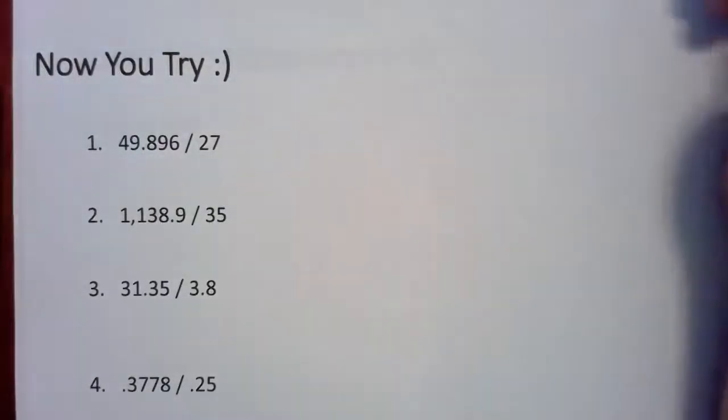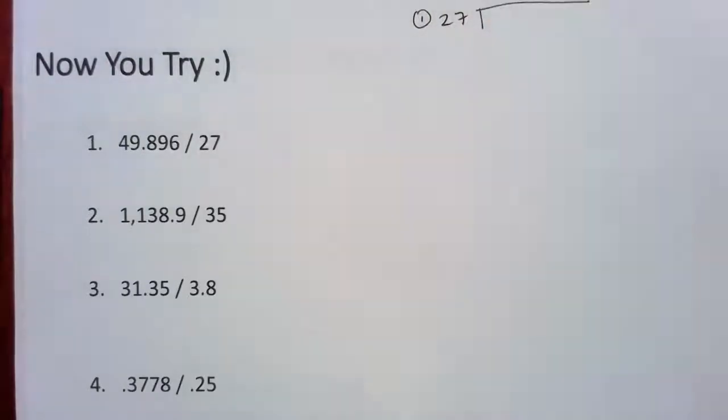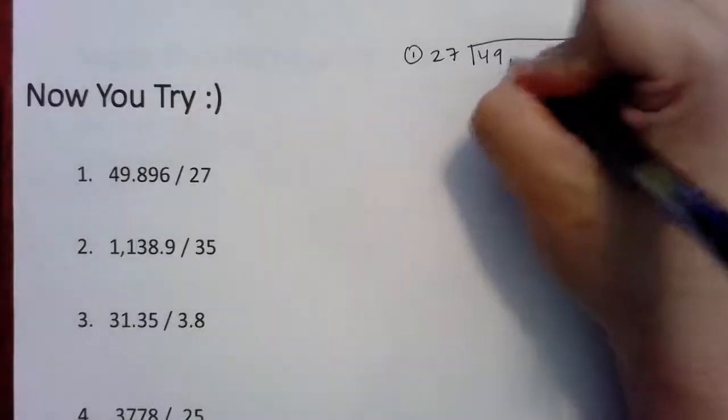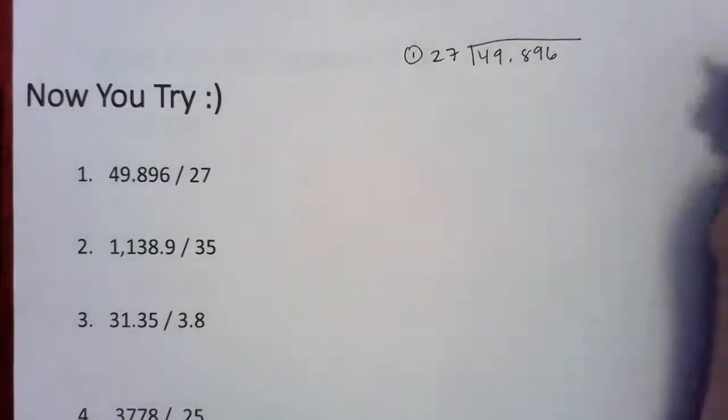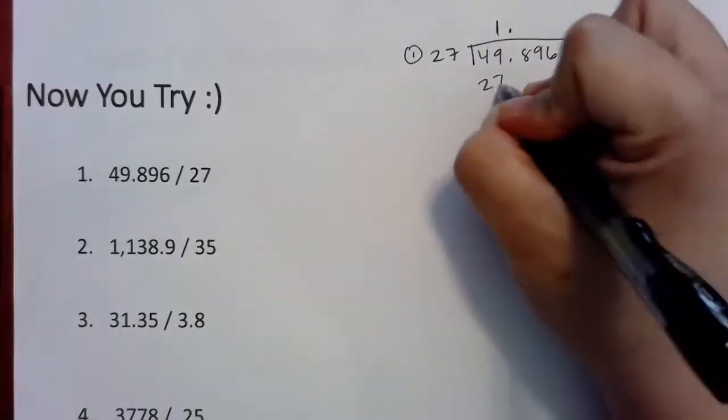Okay, so let's go ahead and work these out. So 1, we have 27 into 49.896. Oh, you can't see what I'm doing. Okay, so the decimal comes up. 27 goes into 49 one time.